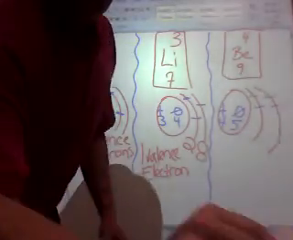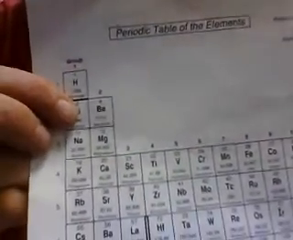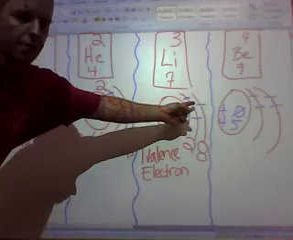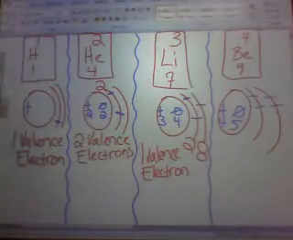Now note, hydrogen and lithium are both in group 1 and they have 1 valence electron. 1 valence electron.